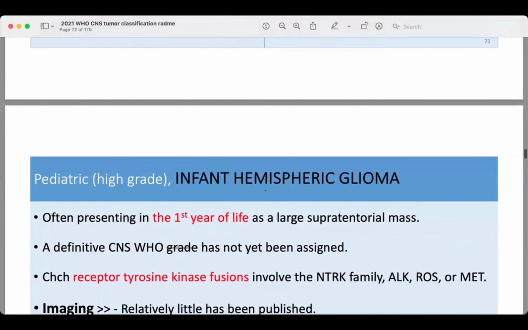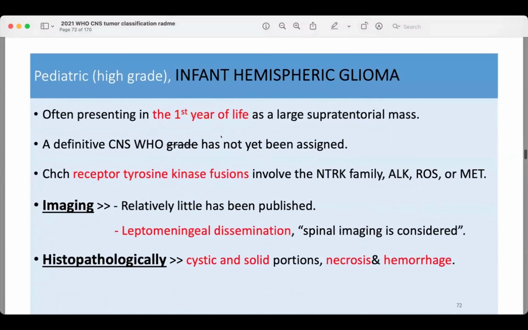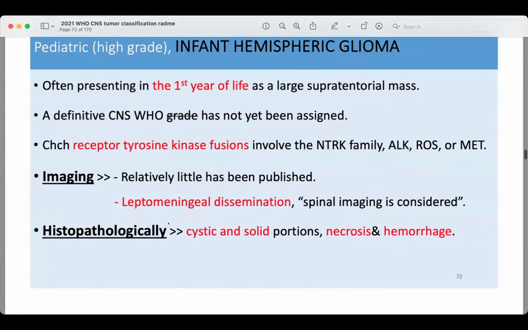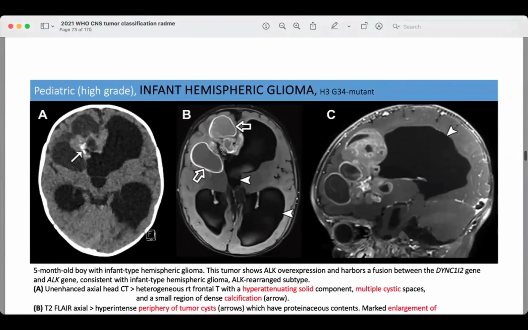The third one is the infant hemispheric gliomas. It is often presenting in the first year of life. It has certain types of mutation, the receptor tyrosine kinase fusions, and by imaging, it also has leptomeningeal dissemination or leptomeningeal spread. Histopathologically, it has cystic and solid components with necrosis and hemorrhage. You can see it here.